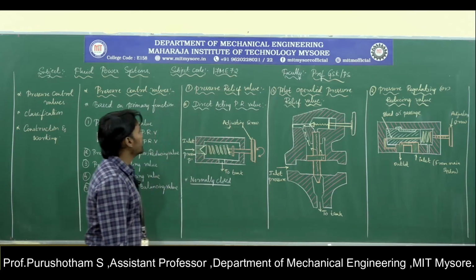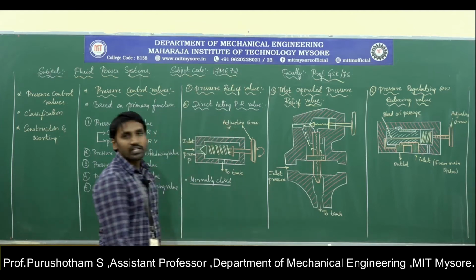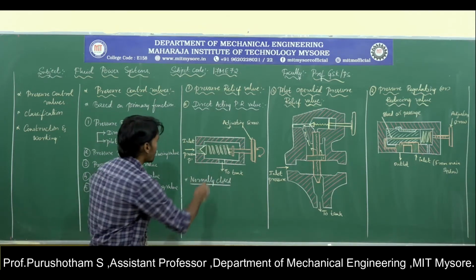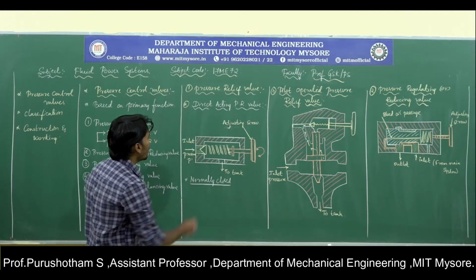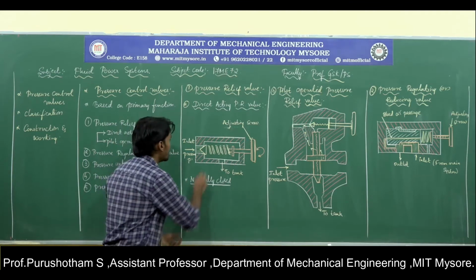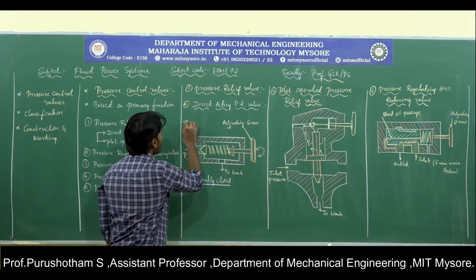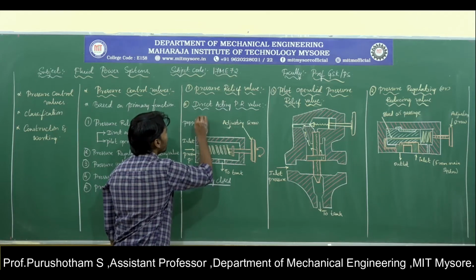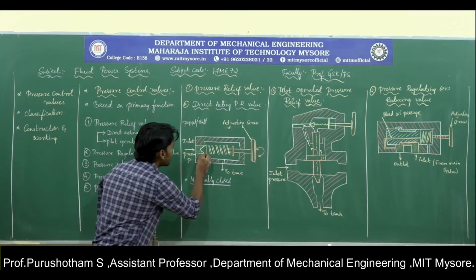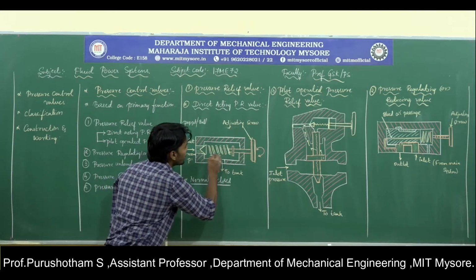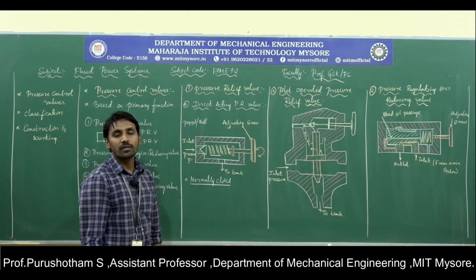Now let us see the direct acting pressure relief valve. This will be the casing of the pressure relief valve, which contains a poppet or ball as a valving element, which is held in its seat by using spring pressure. This will be the spring pressure.